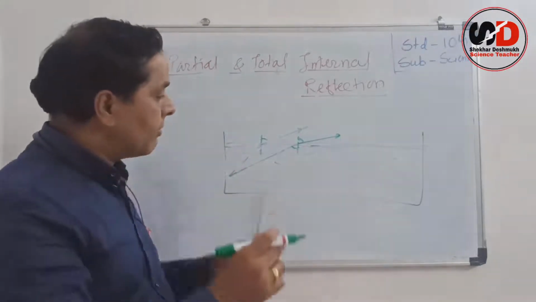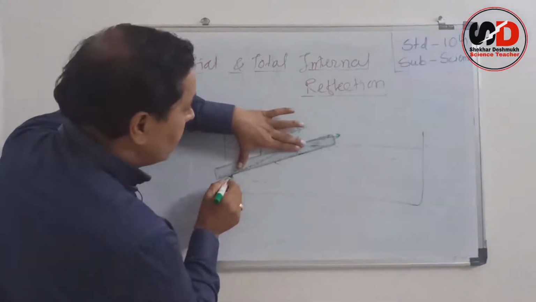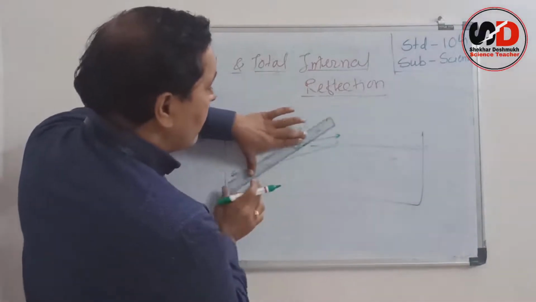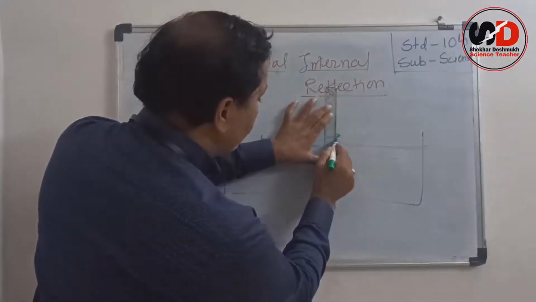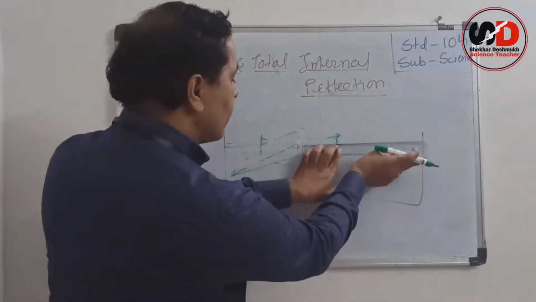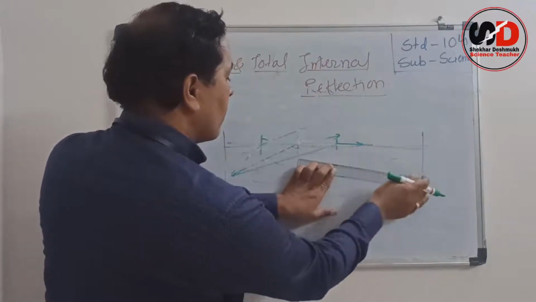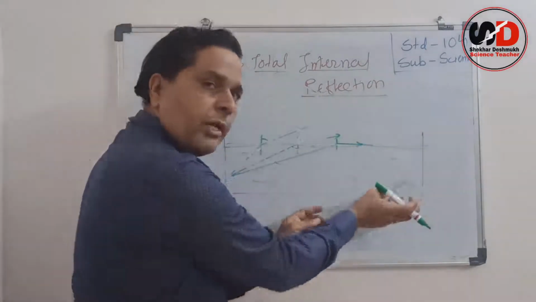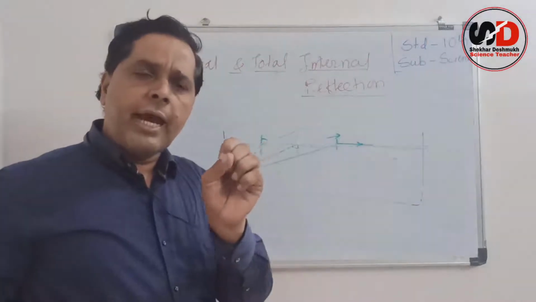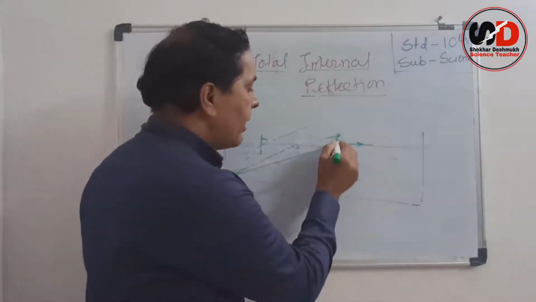One time comes when the angle of refraction becomes 90 degrees. Okay, for some angle of incidence, the angle of refraction must be equal to 90 degrees.